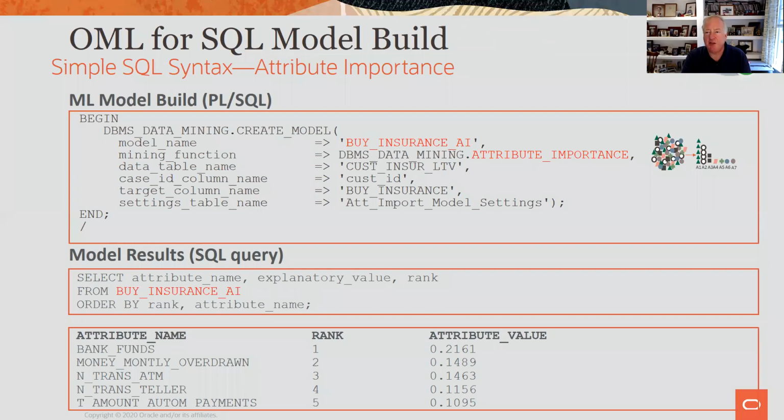Here's an example of doing an attribute importance. So it's the same sort of syntax. We're just trying to find the key variables here, but just do an attribute importance. So I get the 0.2161.